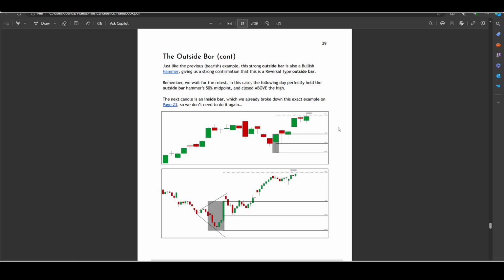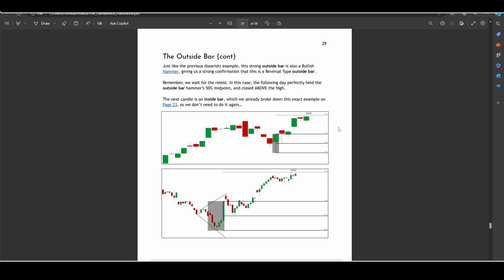Just like the previous example, the bearish example, this strong outside bar is also a bullish hammer, giving us a strong confirmation that this is a reversal type outside bar. Remember, we wait for the retest. In this case, the following day perfectly held the outside bar hammer's 50% midpoint and closed above the high.